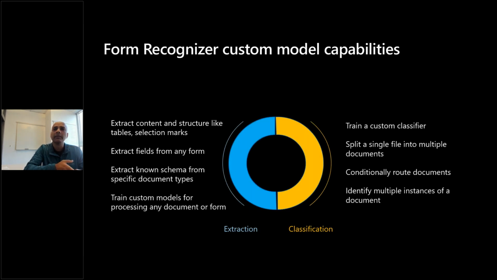So let's talk a little bit about the Form Recognizer custom model capabilities. Until today, you had only document extraction models, but now we've added the ability to create a document classification model as well.